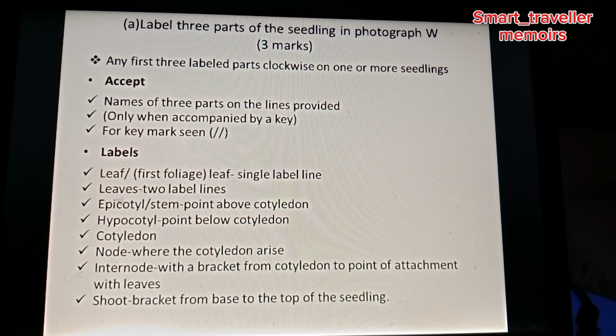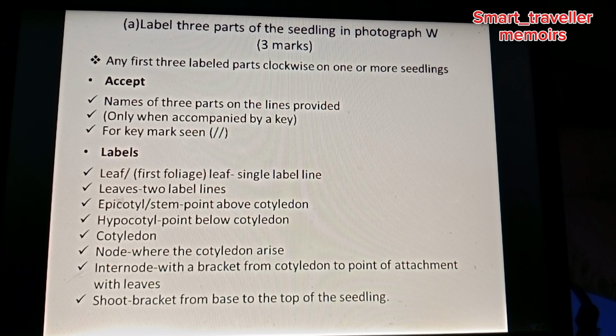For key mark seen labels: leaf, first foliage leaf, single label line; leaves, 2 label lines. So if you write a leaf, 1 single line. If you write leaves, 2 label lines. Epicotyl, the stem point above the cotyledon. Hypocotyl is the point below the cotyledon.